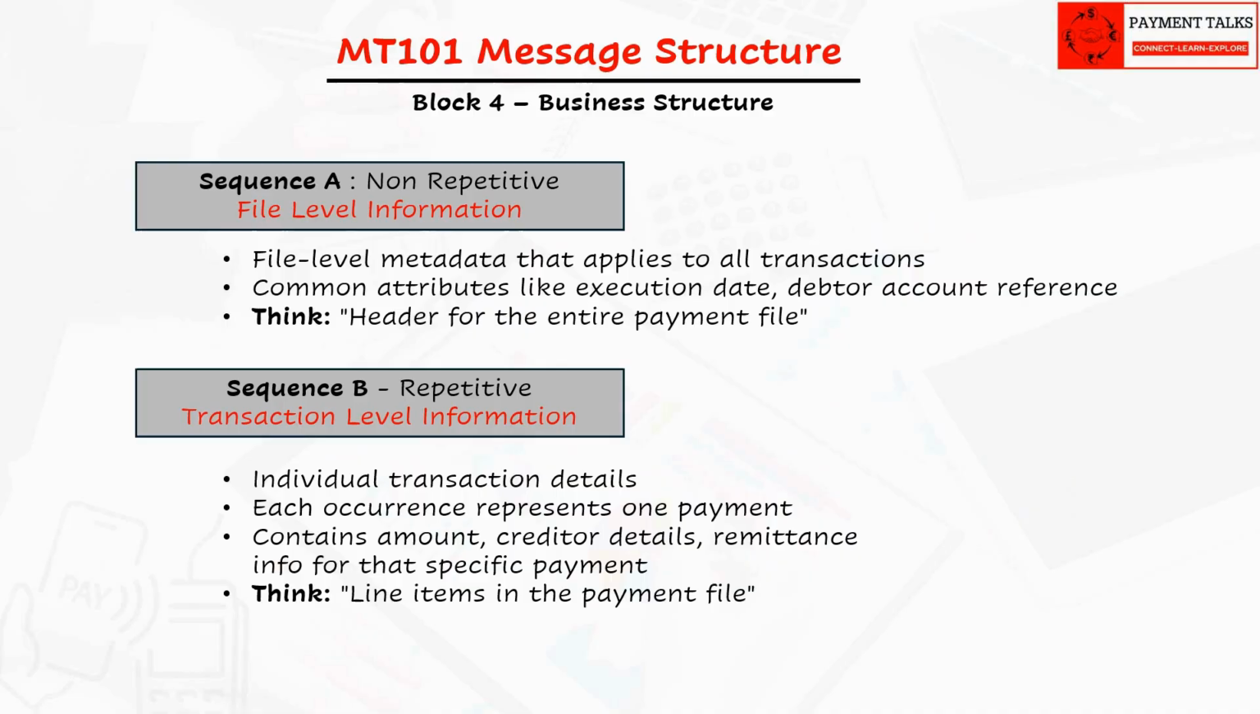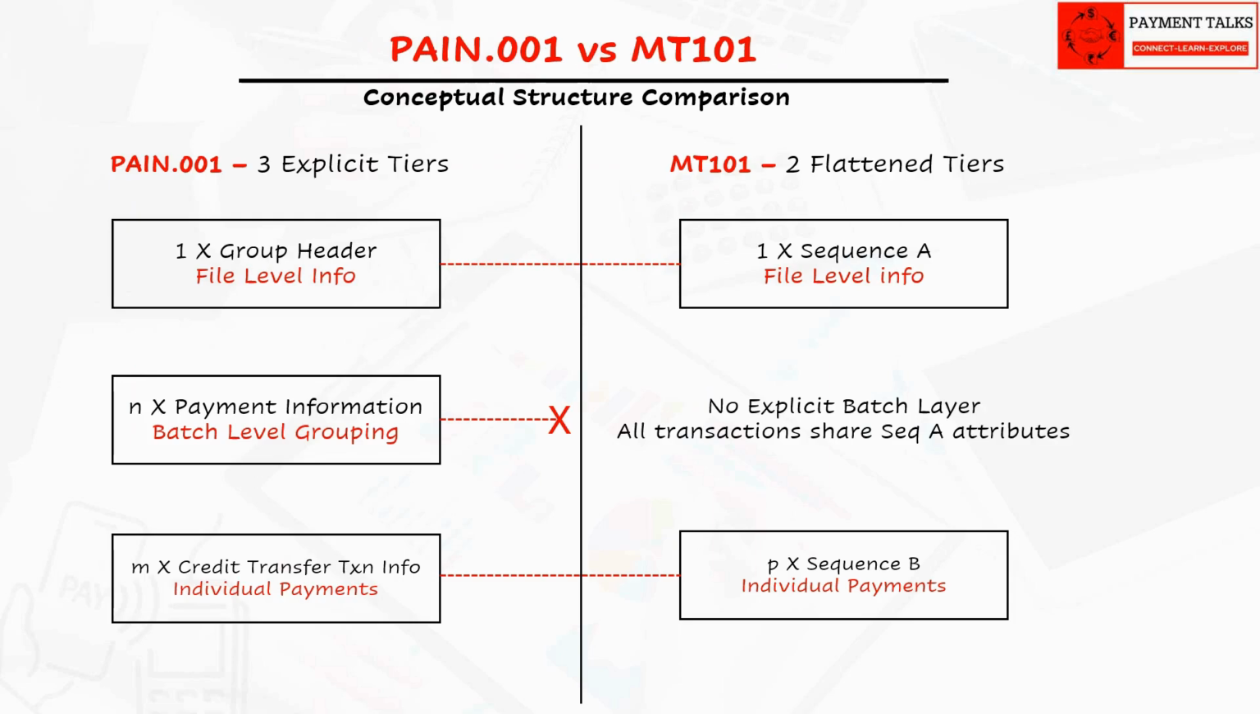We have already seen the high level structure of MT101. It contains sequence A, which is non-repetitive and contains file level information. Next, it contains sequence B, which is repetitive and contains transaction level information. Fields which appear in both the sequences are mutually exclusive, meaning they can either be present in sequence A or sequence B, but not both. We have also seen the conceptual structure comparison of MT101 and PAIN.001. This understanding helps us very much in understanding the fields and the mapping to PAIN.001.